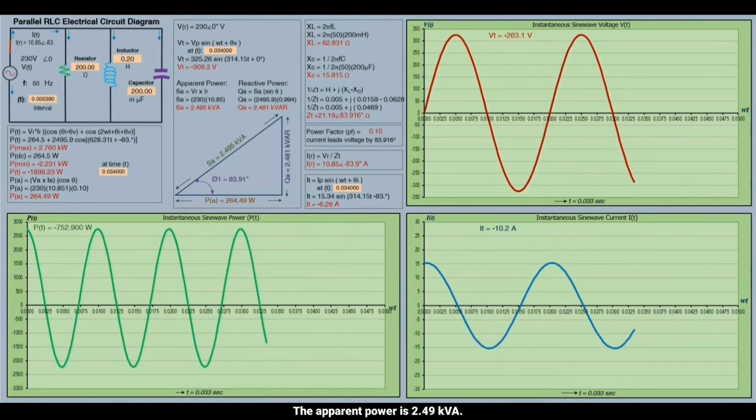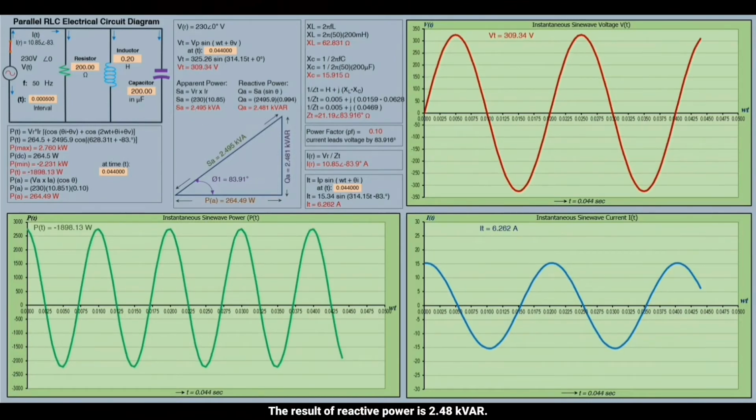The apparent power is 2.49 kV-ampere. The result of reactive power is 2.48 kV-ampere reactive. The power factor is 0.1 leading. The real power is 264.40 watts.